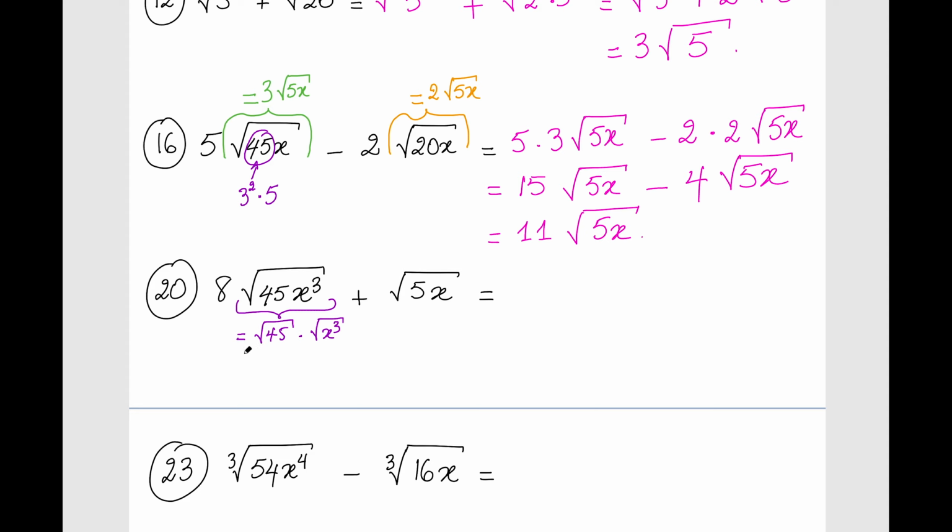Correct? We found 3 square root of 5 at the time. 3 square root of 5.